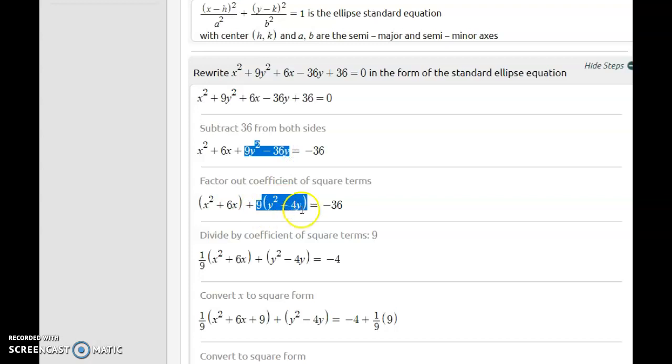And then it takes the 2 here, or the -4, divides it by 2, and that gives us -2. Square that gives us a +4. And that's what it does, kind of. Here and here it actually divides by the 1/9.